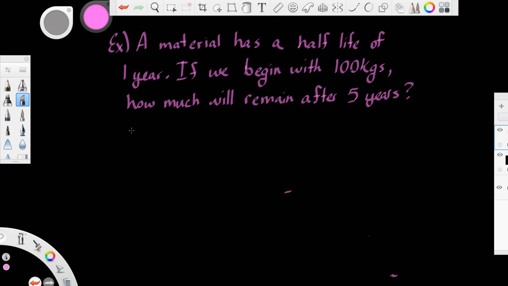Alright, so here's some examples from 4.2. Let's say a material has a half-life of 1 year and we begin with 100 kilograms. We want to know how much will remain after 5 years. Since this is a continuous formula, we're going to be using the PERT formula. So we're going to have 100, the initial amount, times e to the negative 0.5 times 5.